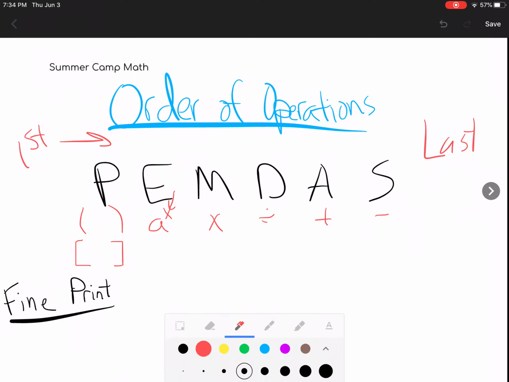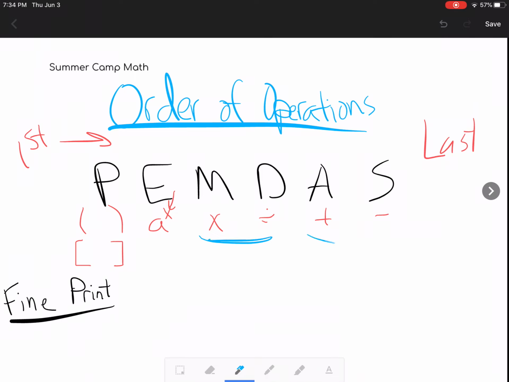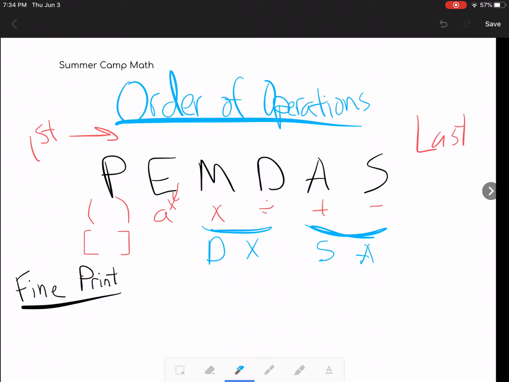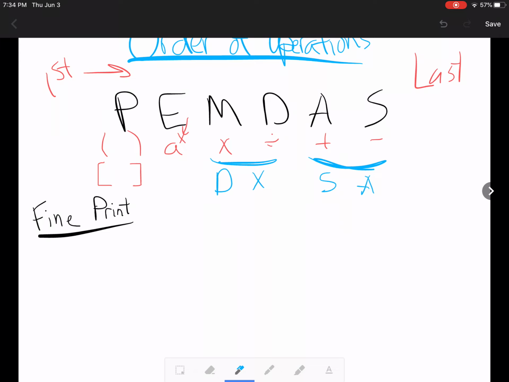Now, to complicate matters a little bit further here, let's go blue. These and these can be flipped in their order. So if we wanted to, we could do division, then multiplication, and subtraction, then addition. And so that's where we're going to get to the fine print here with this.